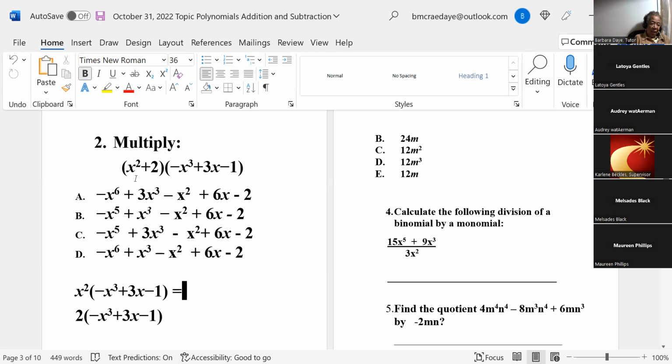You'd have to break it down and multiply the x to the second times this term, and then the 2 times this term. Okay, Audrey, now tell me, when you multiply this out, what do you get? What's x to the second times minus x to the third? Taking it one at a time now. What is that equal to, Audrey?